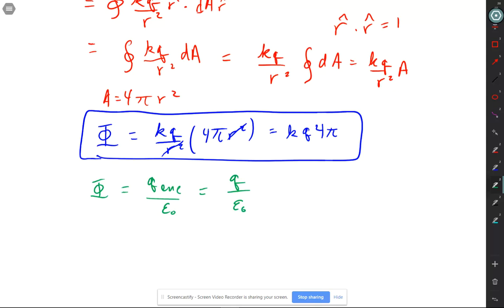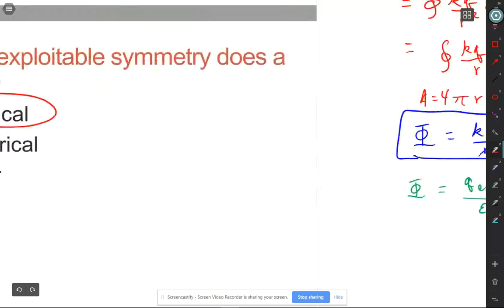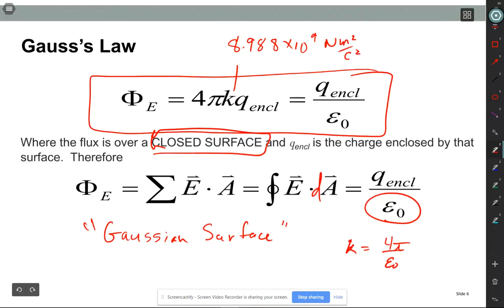And so I have two equations for the flux, Q over epsilon 0 and kQ times 4 pi. And right about now, you're all, wait, but shouldn't they be the same? Well, remember, k is equal to 1 over 4 pi epsilon 0. I wrote it wrong here. Or no, I didn't. Yeah, I did.